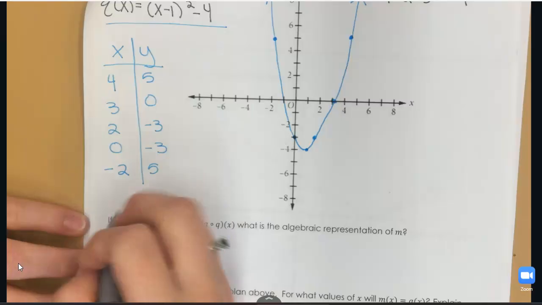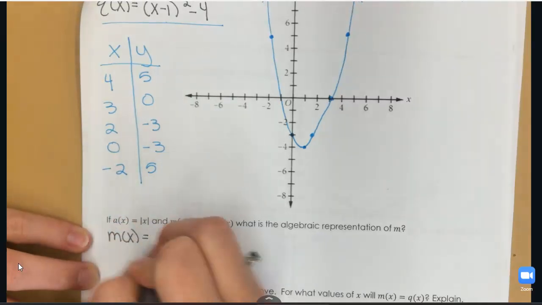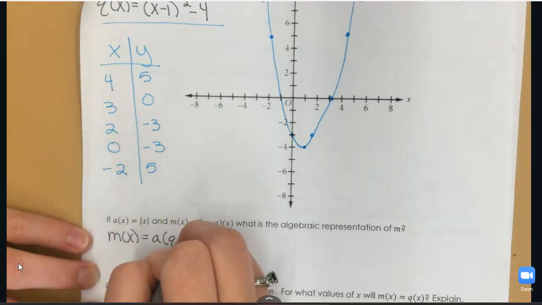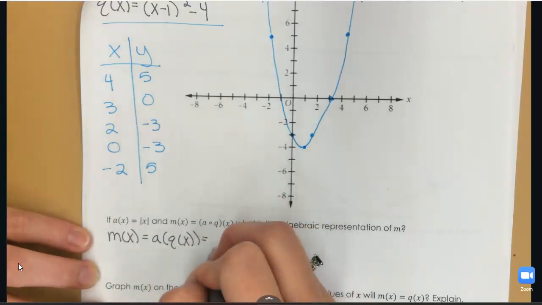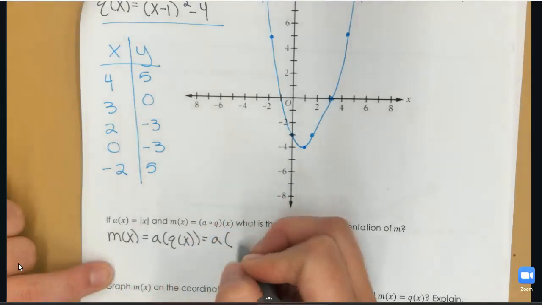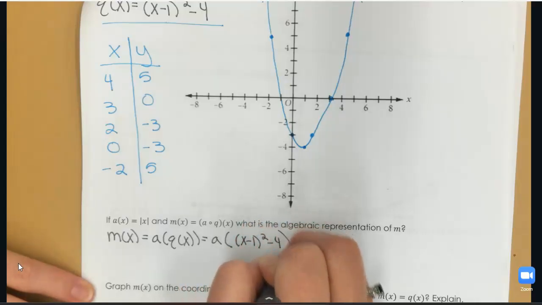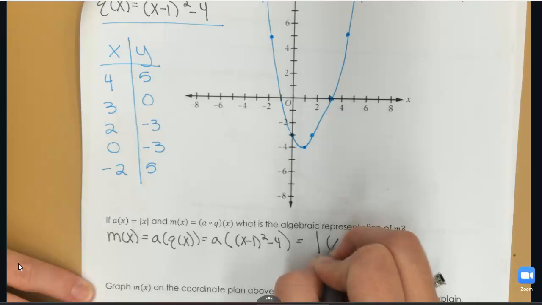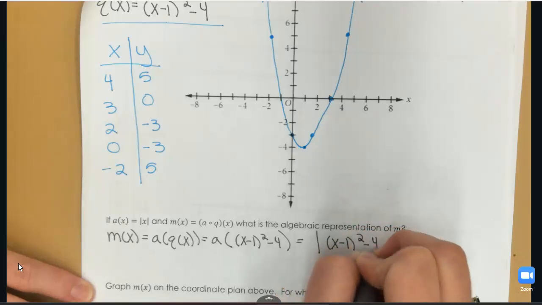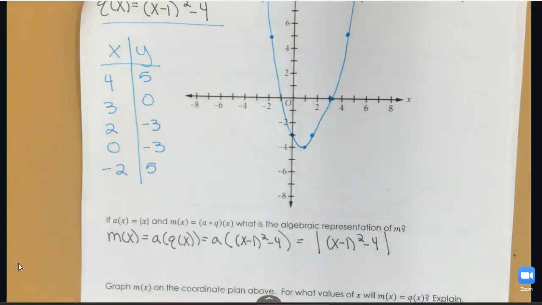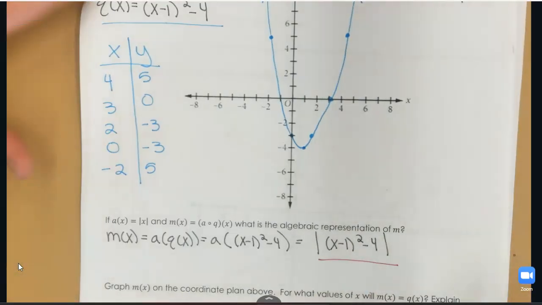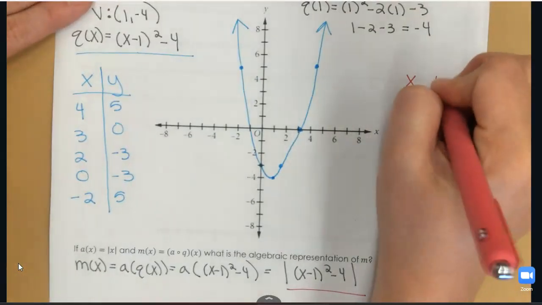So let's find m of x, which is going to be equivalent to a of q. So that means I'm going to take my a function and plug in q of x, which is x minus 1 squared minus 4. So that's all going to go inside my absolute value. So here's our new function that I am going to graph in red. And again, I'm going to make a table to help me with that.